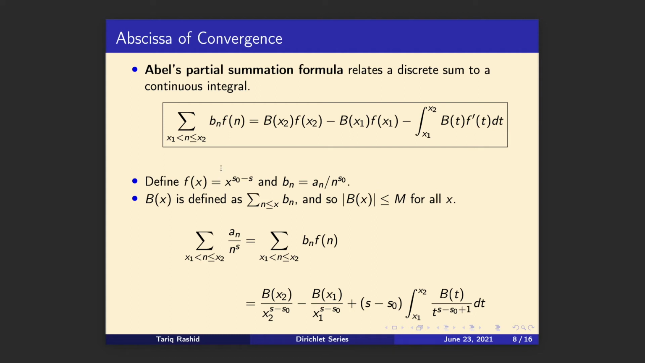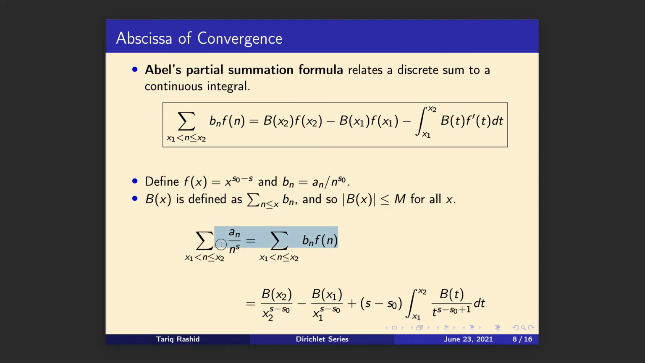Now when you're using this partial summation formula, the trick is to work out what the best choice of bn and fn are. So what we're going to do here is choose f of x as x to the s0 minus s, and that makes sense because we're thinking about two points, s and s0. Then bn, if we choose it as an, and remember an is the coefficients from our Dirichlet series over n to the s0, when we multiply these things together, bn times fn, we get our original Dirichlet series.